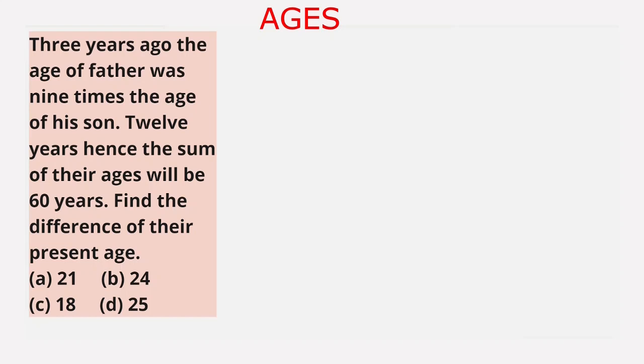But if there had been more than one option which was divisible by 8, then we had to solve it by concepts or by any other shortcut method. Now I solve it first by concept and second by shortcut method. If present time is P, then 3 years ago is minus 3 and 12 years hence will be plus 12.